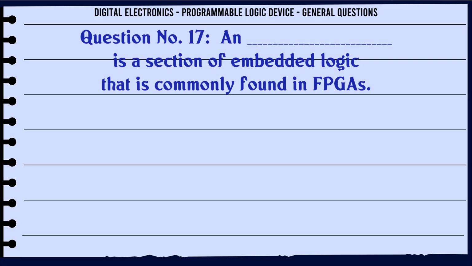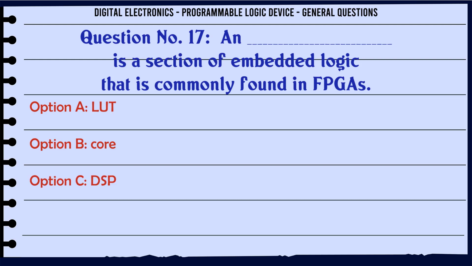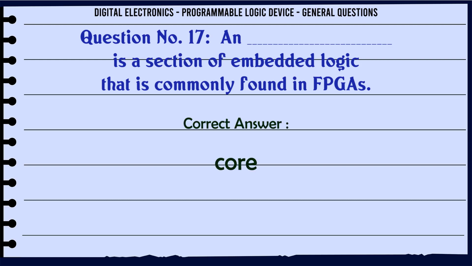A blank is a section of embedded logic that is commonly found in FPGAs. A. LUT, B. Core, C. DSP, D. PI. The correct answer is: Core.